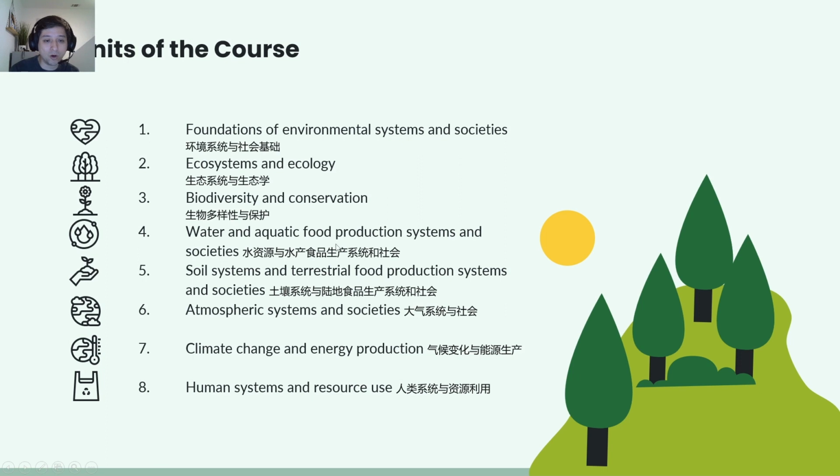Then Unit 4, water and aquatic food production systems and societies. So this is about water. Then Unit 5, soil systems and terrestrial food production systems and societies. This is about soil. Chapter 6, atmospheric systems and society. This is about the atmosphere, the sky. Unit 7, climate change and energy production. This is about climate change and energy production, how we get energy in society, for example.